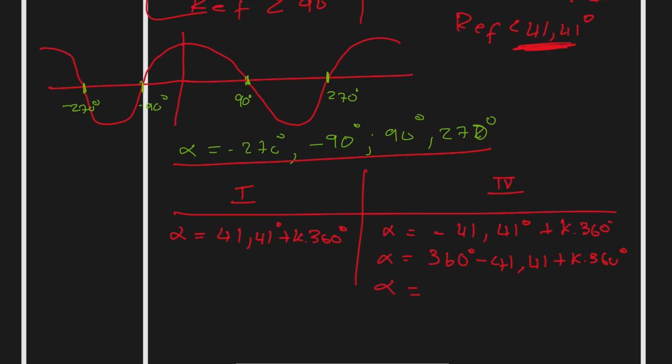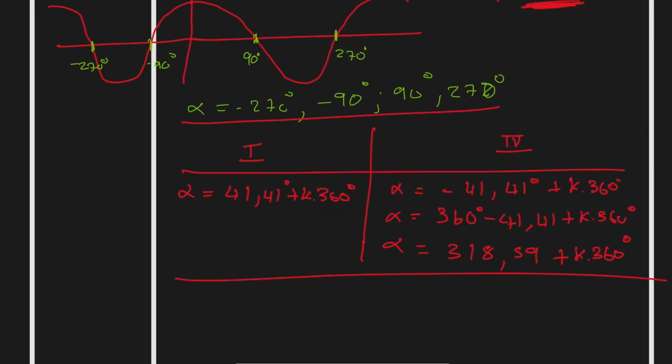If you now say 360 minus 41.41, you're going to get your angle is equal to 318.59, and therefore plus k times 360 degrees. So this is your general solutions. But now remember, they are generalizing.